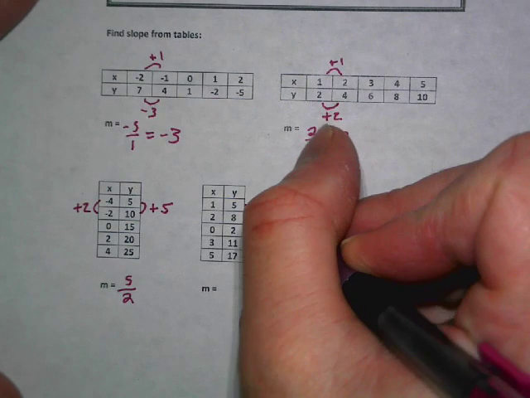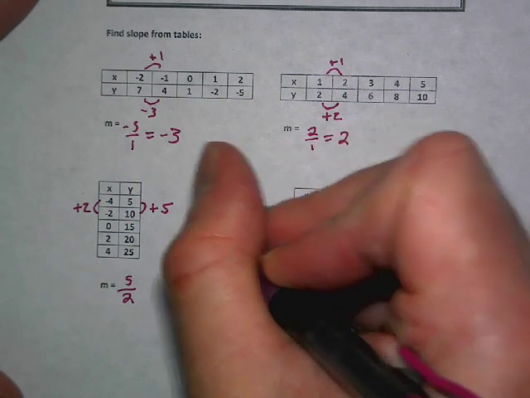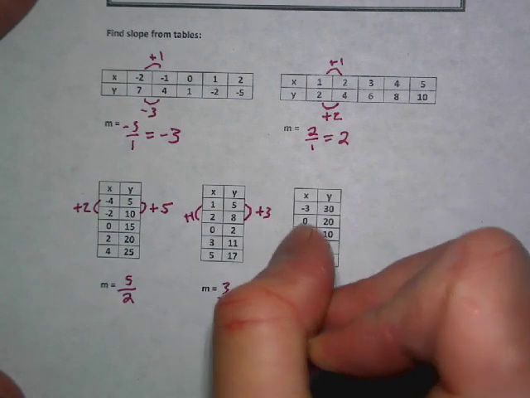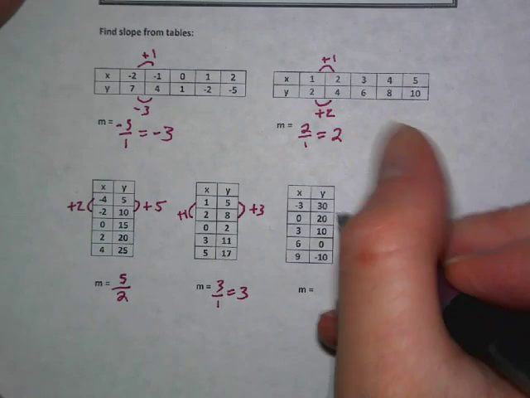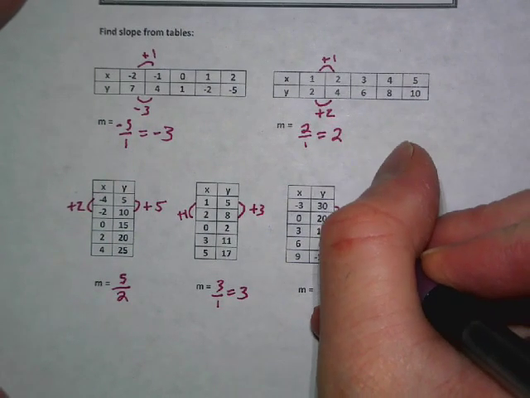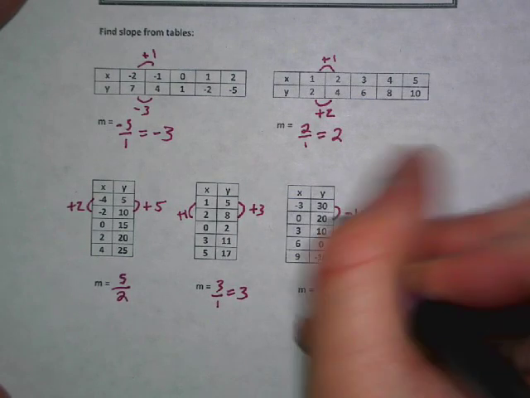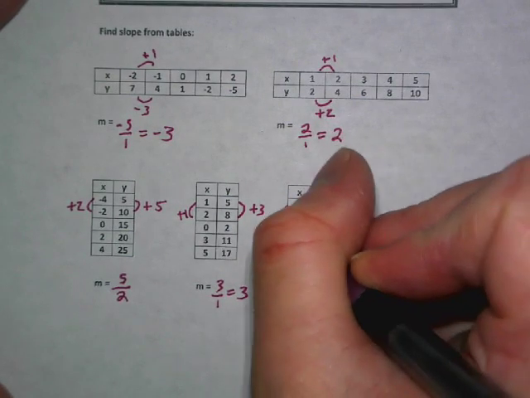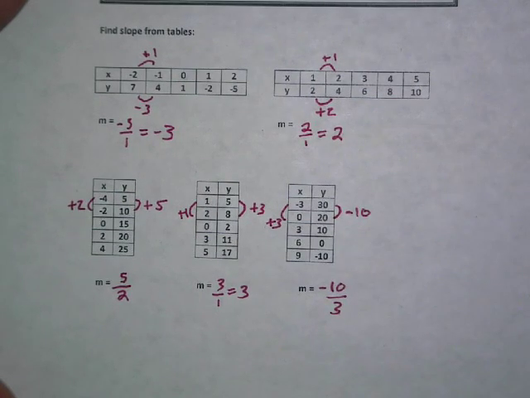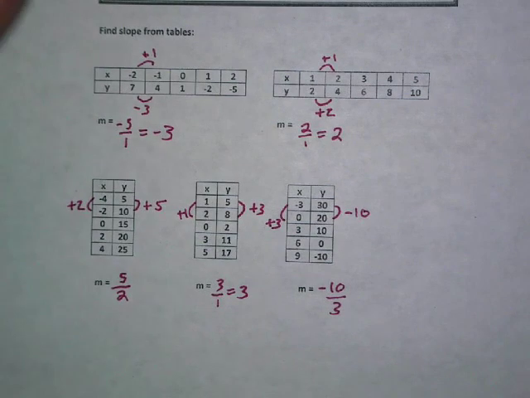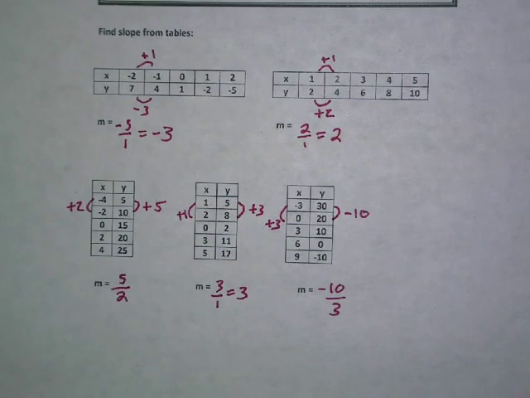Change in y on the next one would be up 3. Change in x, up 1. So 3 divided by 1, you get a slope of 3. And then that last example, change in y is down 10, 30 to 20. Change in x is up 3. So negative 10 over 3. And you cannot reduce that fraction. So that is our answer. So that was just a refresher on finding slope from a table.